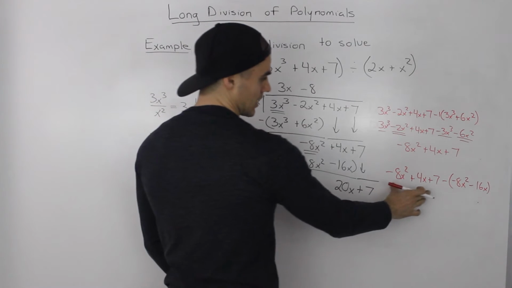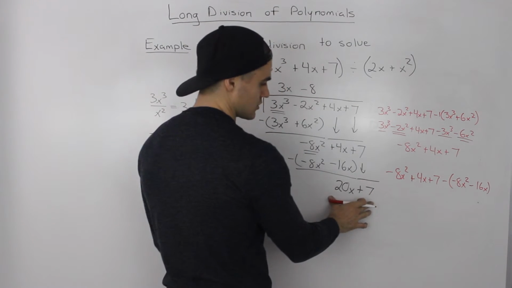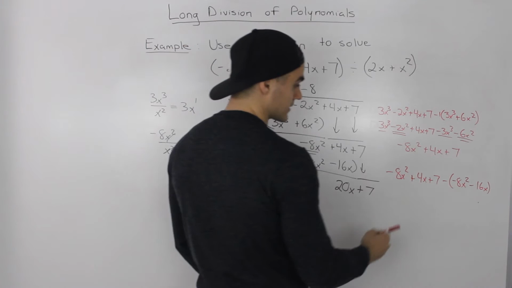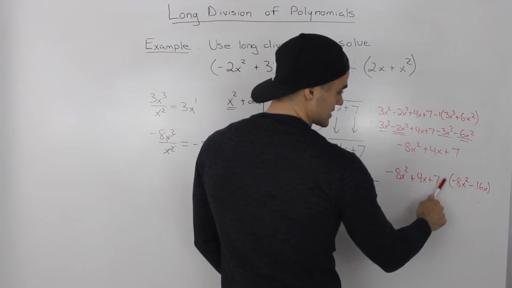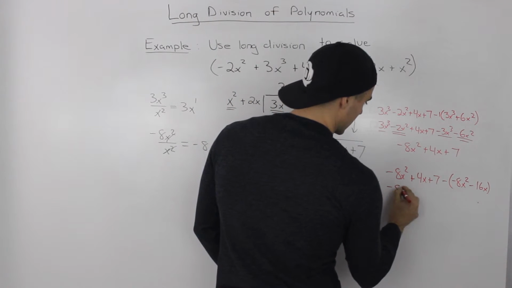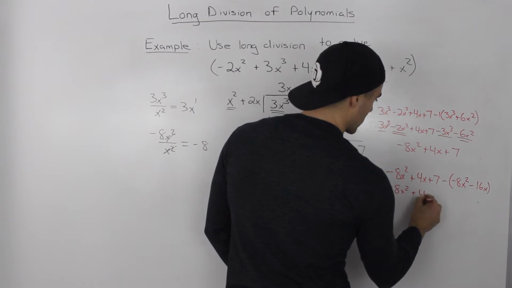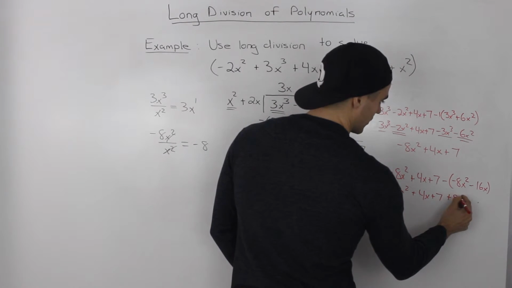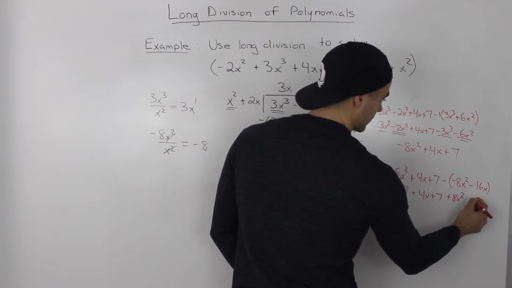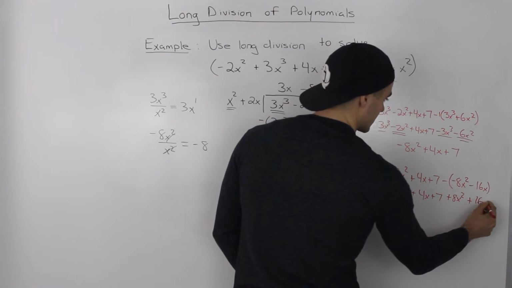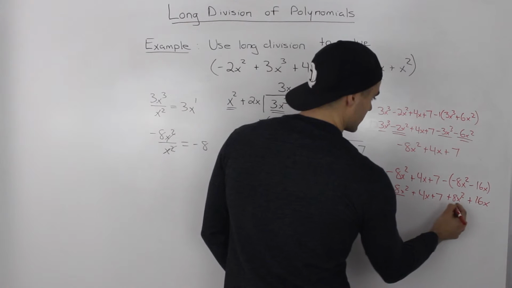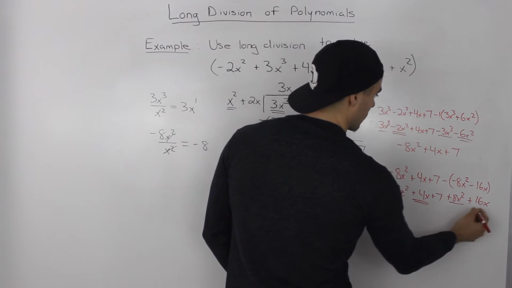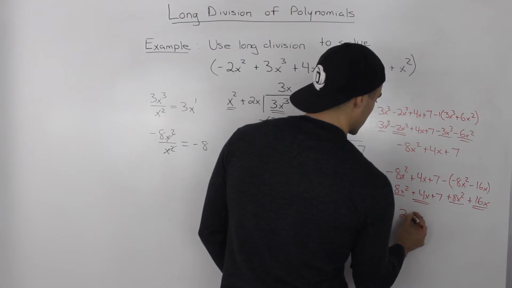Again, I'm doing this result on the side to make sure that this 20x plus 7 is correct. So we would distribute this negative 1 inside the bracket: negative of negative 8x squared plus 4x plus 7. Negative, negative, that ends up being positive 8x squared. Negative, negative, that ends up being plus 16x. So this nets out to 0. Then 4x plus 16x is 20x plus 7.